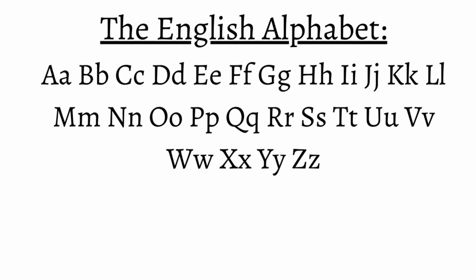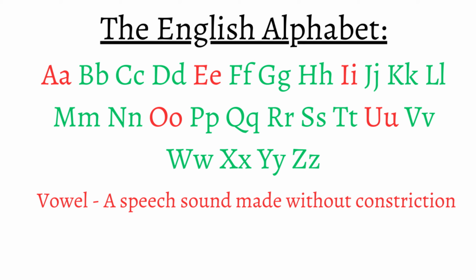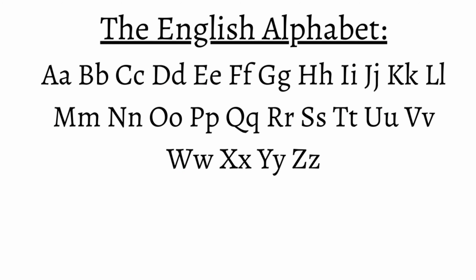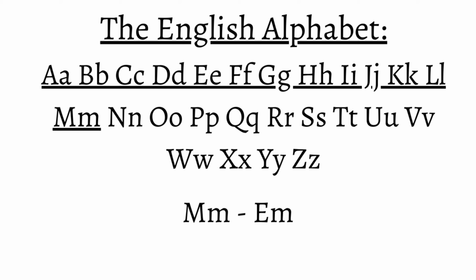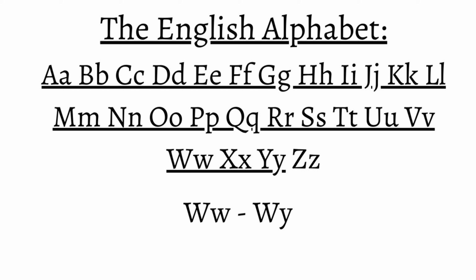The English alphabet has 26 letters, consisting of 5 vowels and 21 consonants. A vowel is a speech sound made without constricting the vocal tract, but a consonant is a sound produced by a constriction. The 26 letters sound and are spelled like this: A, B, C, D, E, F, G, H, I, J, K, L, M, N, O, P, Q, R, S, T, U, V, W, X, Y, and Z.